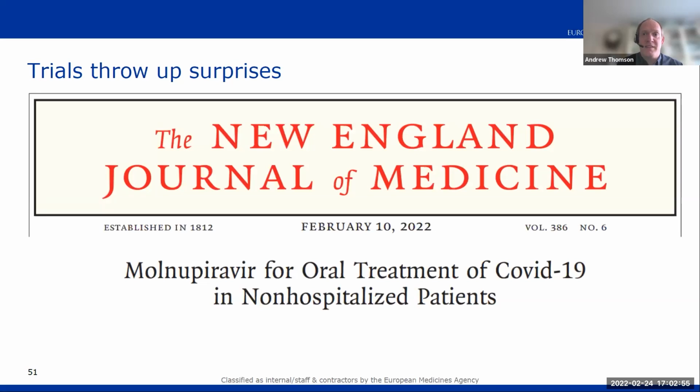And yes, that's a fair criticism. I'm comparing observational data with trials, and actually we're not just talking about observational data, but non-concurrent controls, which is different. But trials themselves throw up surprises when we analyze them. A very interesting recent example has been molnupiravir, which is an oral treatment for COVID-19. Next slide, please.